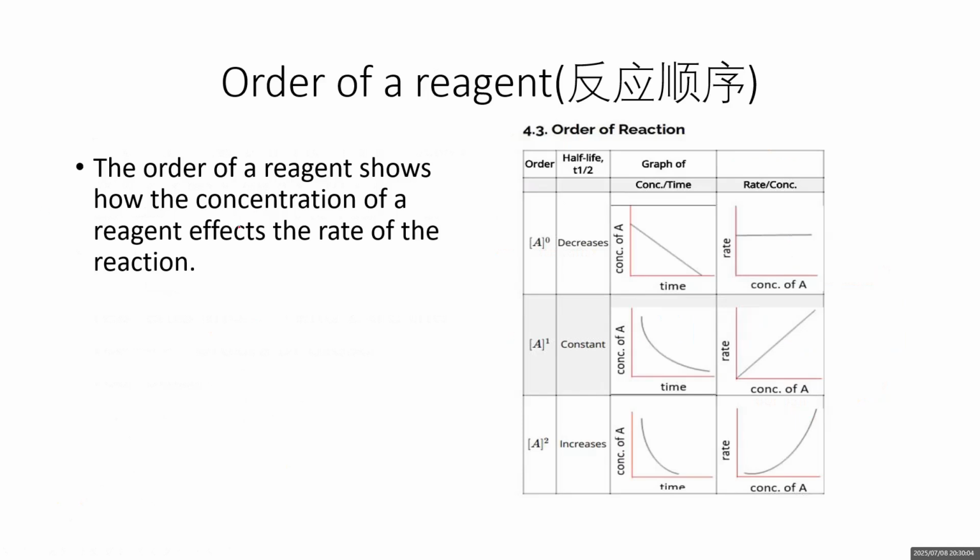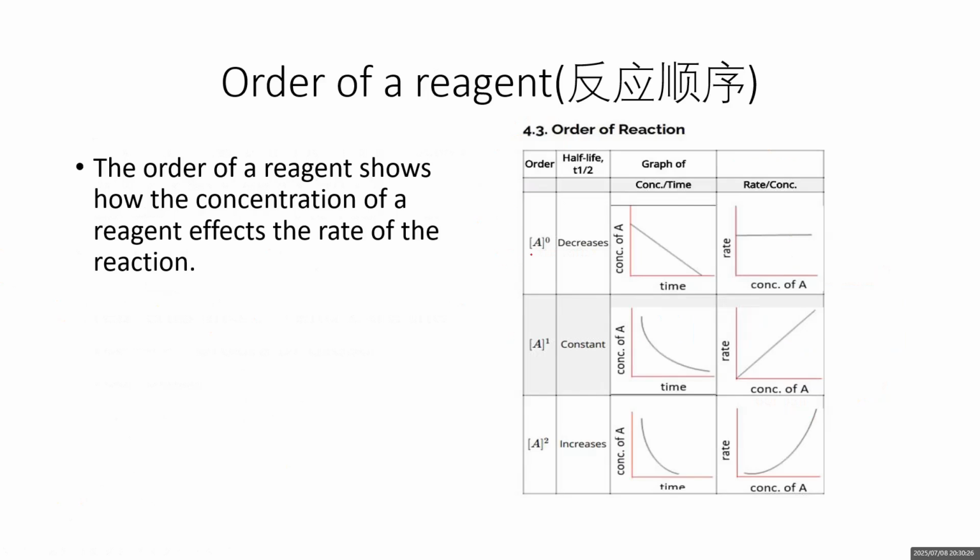Order of a reagent. The order of a reagent shows how the concentration of the reagent affects the rate of reaction. Now, sometimes you'll see some playing fast and loose with terminology. We have order of reaction here and order of a reagent. The total order of reaction is something else. It's the sum of the orders of all the reagents.